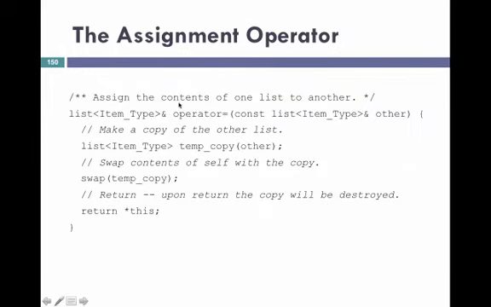Now the assignment operator, we're overloading that to assign the contents of one list to another. It takes a const reference parameter. First we make a copy of the other list. This uses the copy constructor into a local variable called temp_copy. Then we swap the contents of self with this copy. So we swap temp copy, and then we return, and upon return the copy will be destroyed. So this temp copy is a local variable that goes out of scope, and we return the current list.